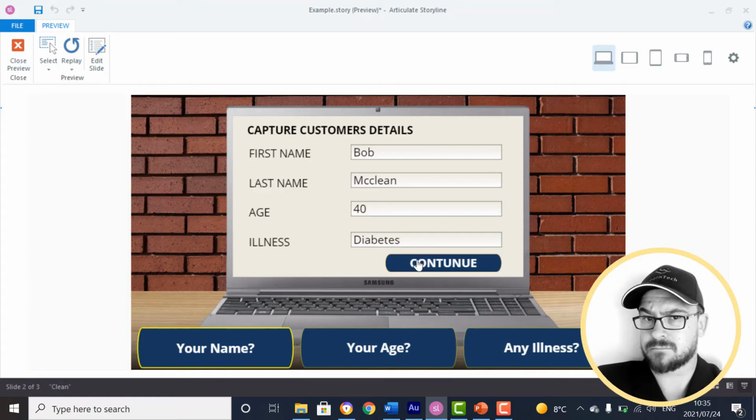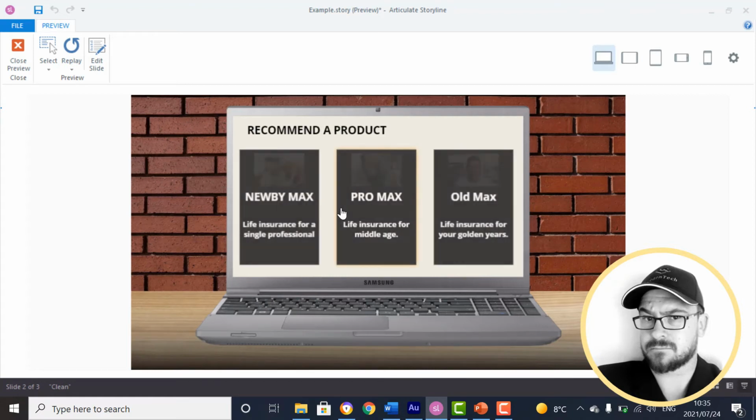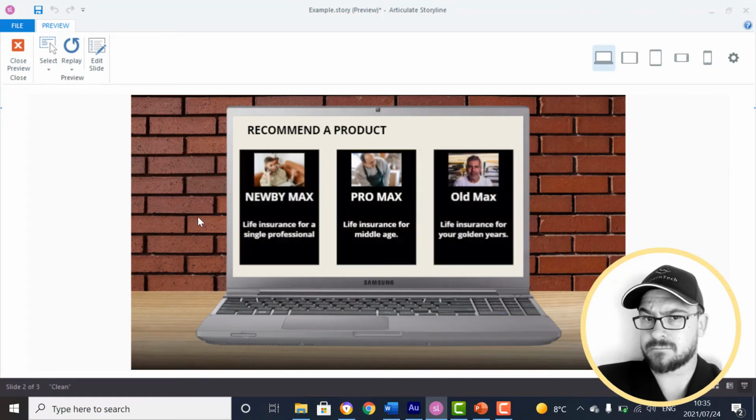Diabetes. Okay, let's continue. With the information provided to you thus far, can you make a recommendation to the customer? Please select the package that you'll be recommending.